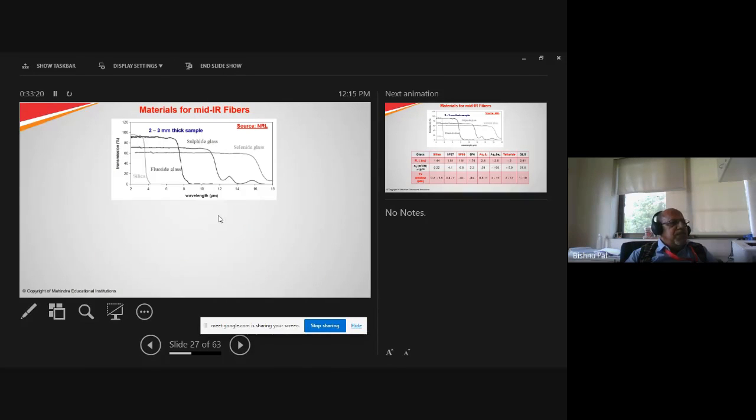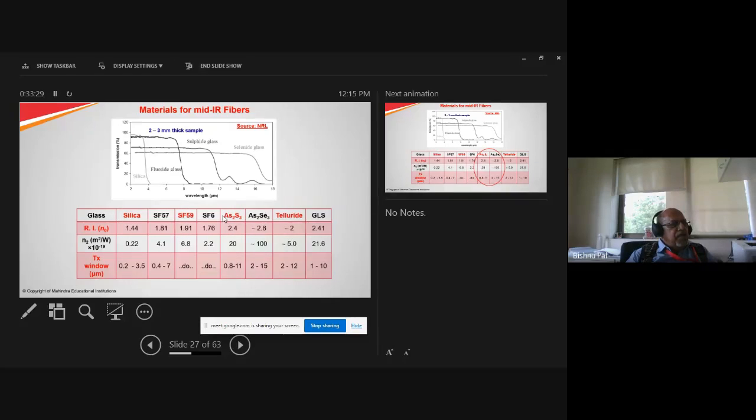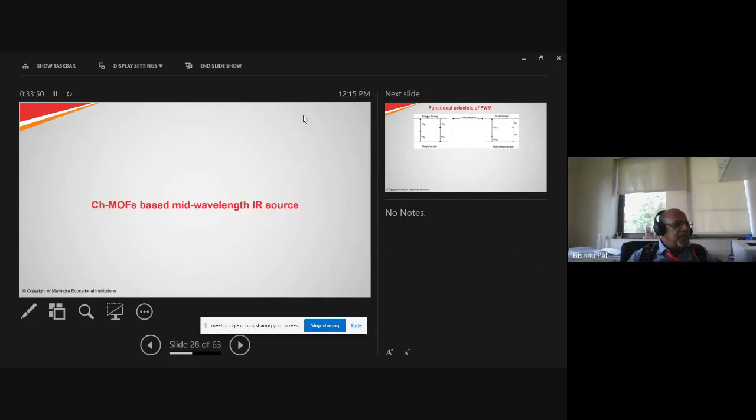So this is the material transmission. What kind of material should be useful in the mid-infrared region? We found that in particular the chalcogenide materials of this kind, As2S3 and As2Se3, whose refractive index and n2 values are shown here, and whose transmission windows in the mid-infrared are shown here. These were used as a base material for designing our microstructured optical fibers for supercontinuum generation.